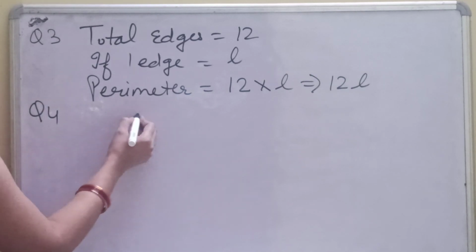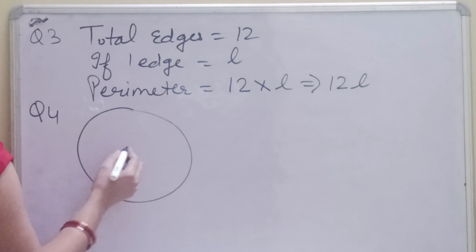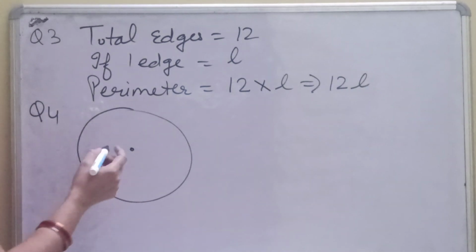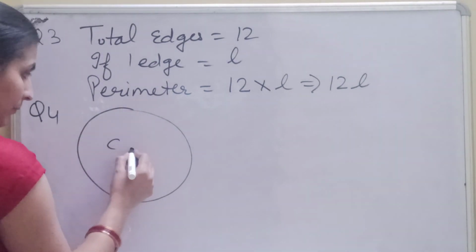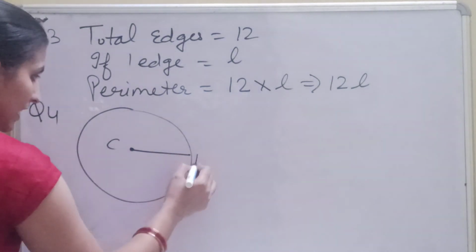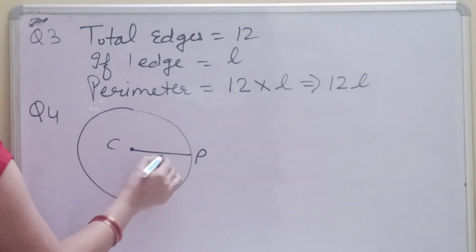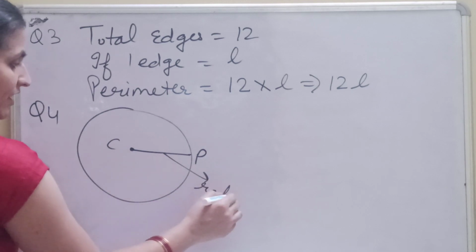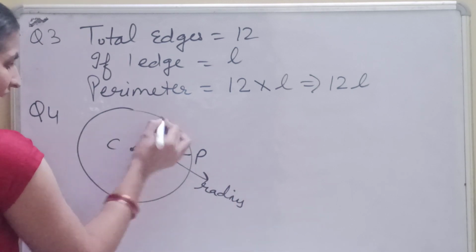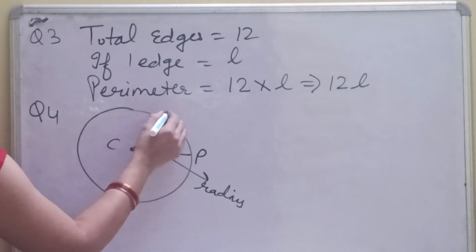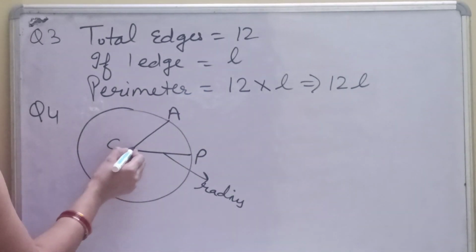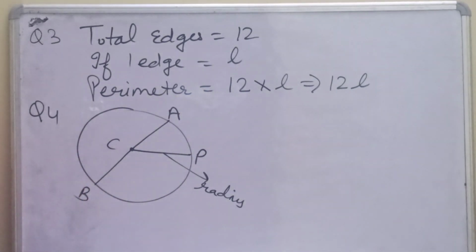Now question number 4. He is saying a circle is given, center is C, then this is P. So when we join the center with any point on the circle, that will be termed as a radius. So if anywhere you join, this is also a radius. If you join like this, this is also a radius. So he is saying find the diameter.